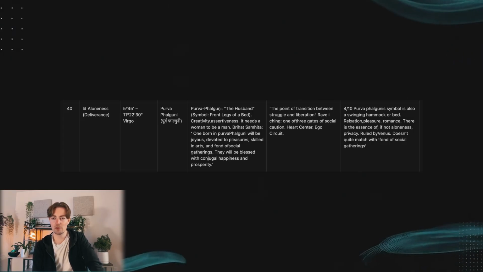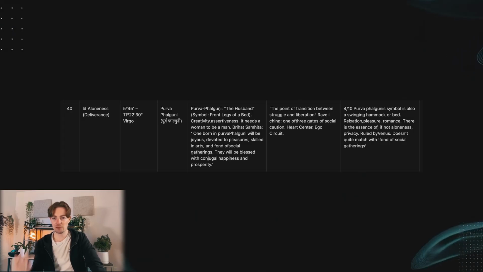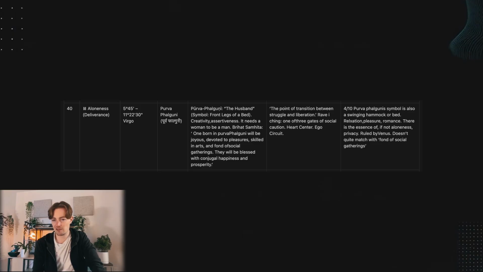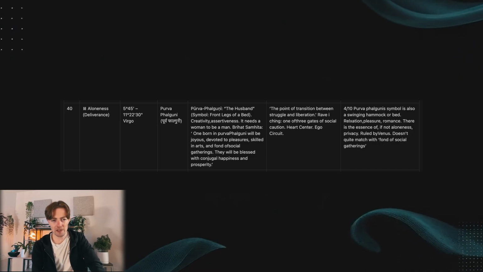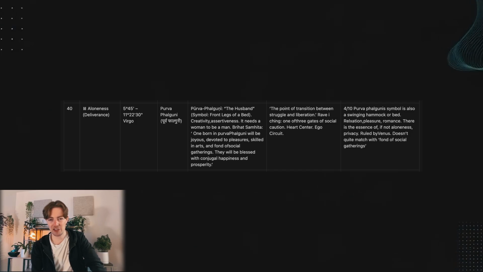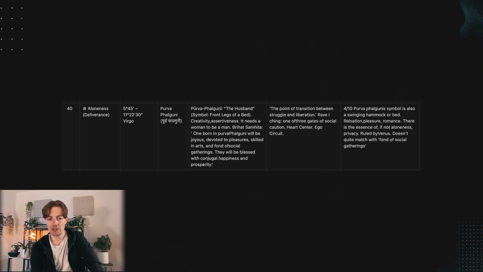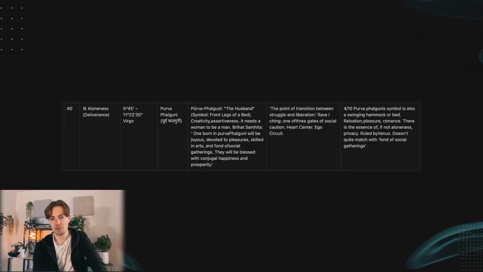Purva Falguni symbol is the swinging hammock, the bed, the legs of a bed, relaxation, pleasure, romance, social activities. There is the essence of if it's not aloneness, there's definitely a sense of privacy. Ruled by Venus doesn't quite match with the social gathering aspect to this, though. So it's a gate of aloneness and deliverance in a nakshatra of enjoying social activities and the good things in life. So not quite a match.